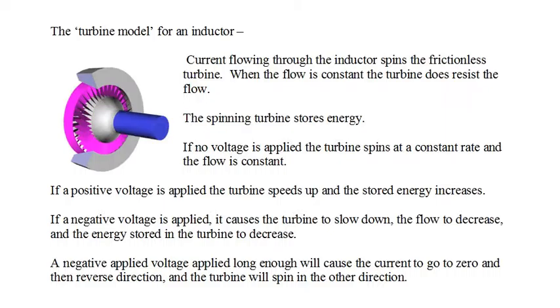When there is no applied voltage, the blades continue to spin and the current flows against no resistance. When there is a negative applied voltage, the blades continue spinning, pushing the current against the negative voltage and losing energy and slowing down in the process. When there is no current, the rotor is stopped. If the negative voltage continues, the blades will start spinning in the opposite direction.